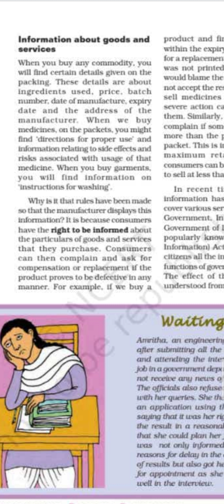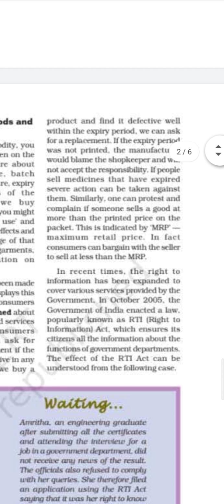Consumers can then complain and ask for compensation or replacement if the product proves to be defective in any manner. For instance, if the product you have bought is defective, you can ask for compensation or replacement of the product. If the expiry period was not printed, the manufacturer would blame the shopkeeper and not accept the responsibility.